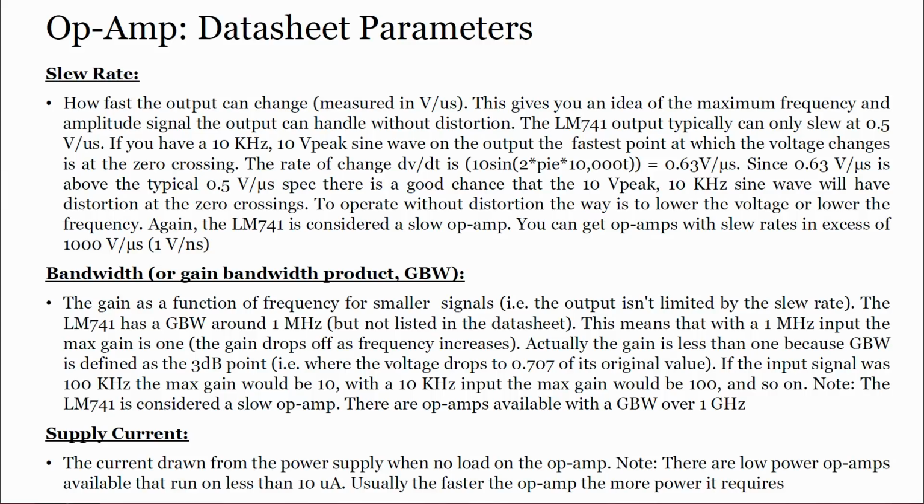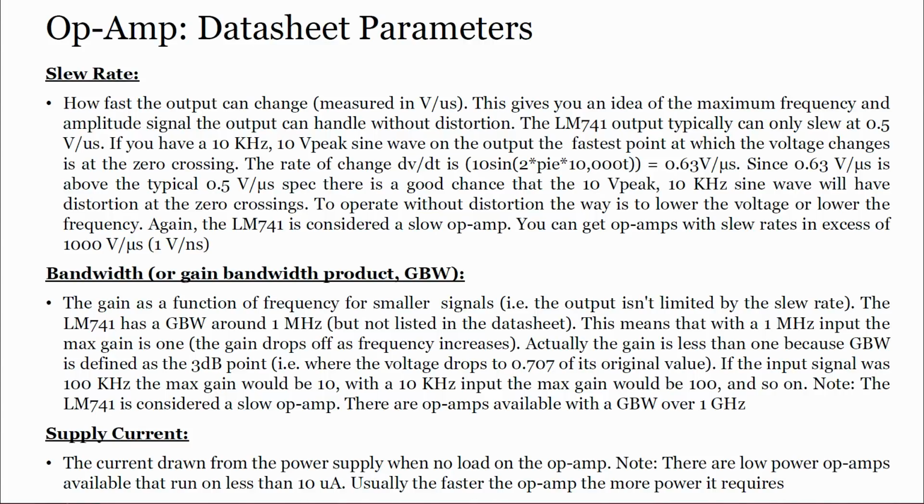Okay. Then we move to the next parameter, which is also mentioned in the data sheet, that is called bandwidth or gain bandwidth product. The gain is a function of frequency for small signals. This means that with a 1 megahertz input, the maximum gain is 1. Actually, the gain is less than 1 because gain bandwidth product is defined at the 3 dB point. We have seen why 3 dB, where the voltage drops to around 0.707 of its original value. If the input signal was 100 kilohertz, the maximum gain would be 10. With a 10 kilohertz input, the maximum gain would be 100 and so on.